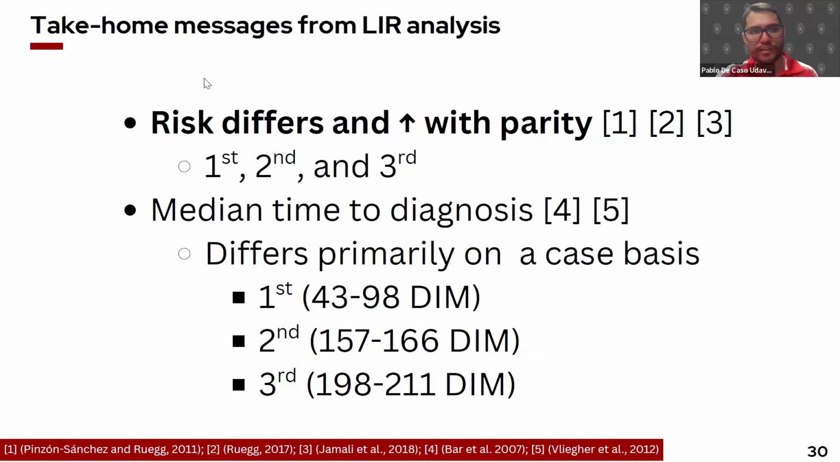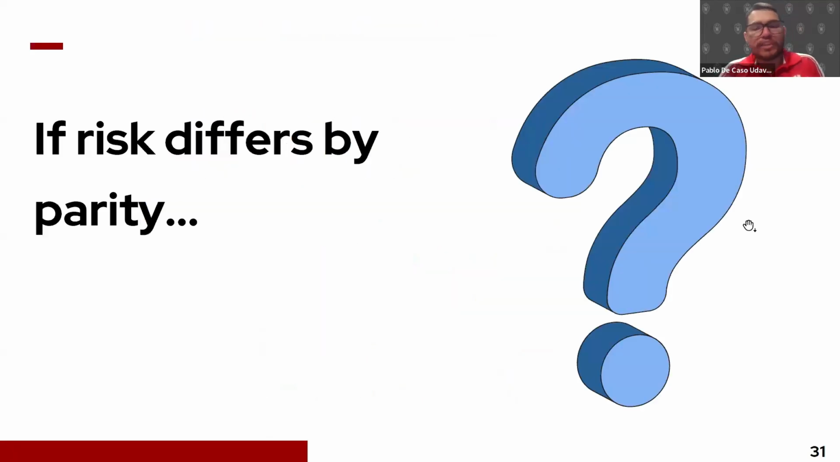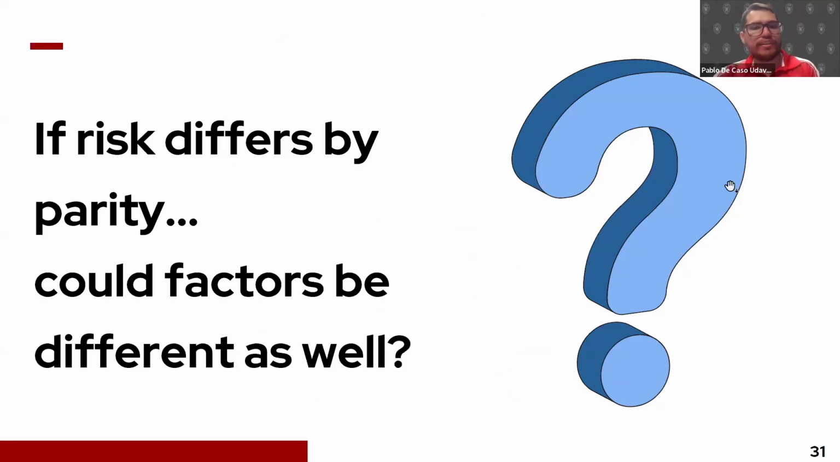But the most important thing, and what would be the take-home message regarding the first objective that we did for this analysis of mastitis, is that the overall risk to develop mastitis is going to increase with parity or with age. And that has been documented quite a few times, and it's something that is going to be important, and it could be applied as well for organic dairies. So now that we understand that risk is going to differ by parity, it made us wonder if risk is going to differ by parity, then maybe the factors that are going to influence that risk are going to be different by parity as well, right?